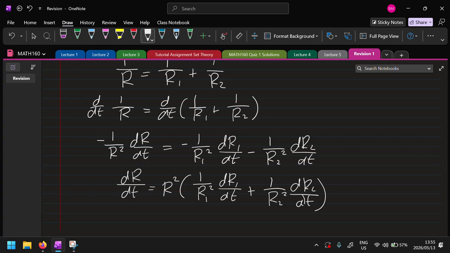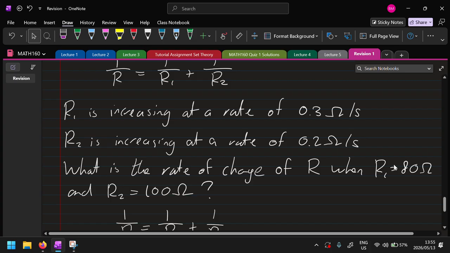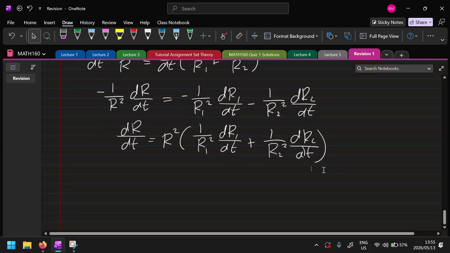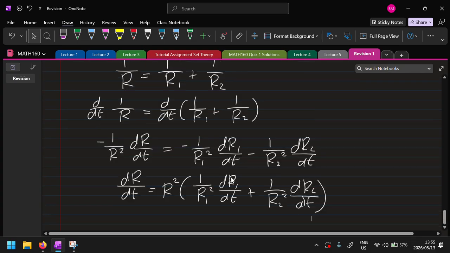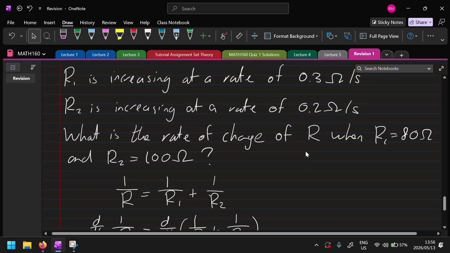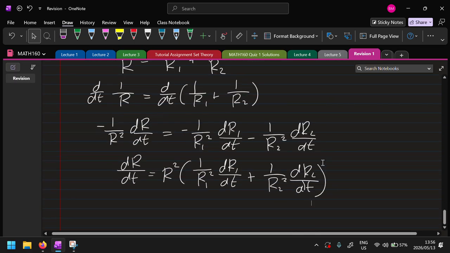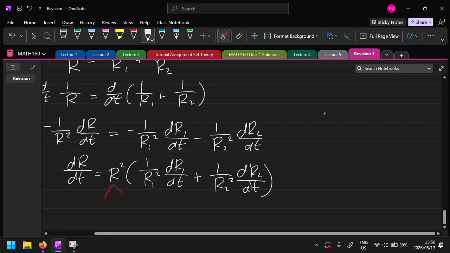Now we need to ask ourselves what's given and what do we need to work out. R1, yeah, we know what that is. R2, yeah, we know what that one is. dr1 by dt, we know what that is. dr2 by dt, we know what that is. But this over here, we don't know. But that's fine, we can work it out. We know the equation. So do a little bit of side working.